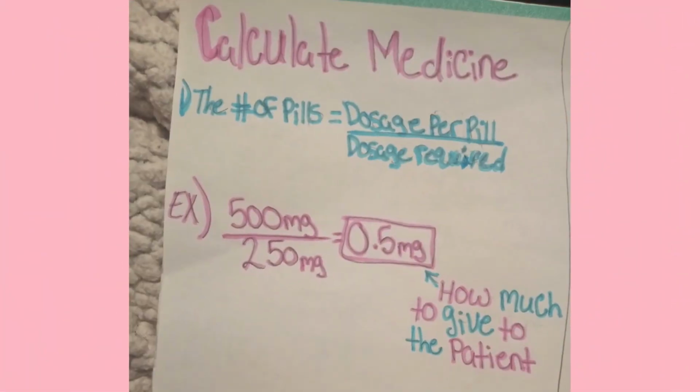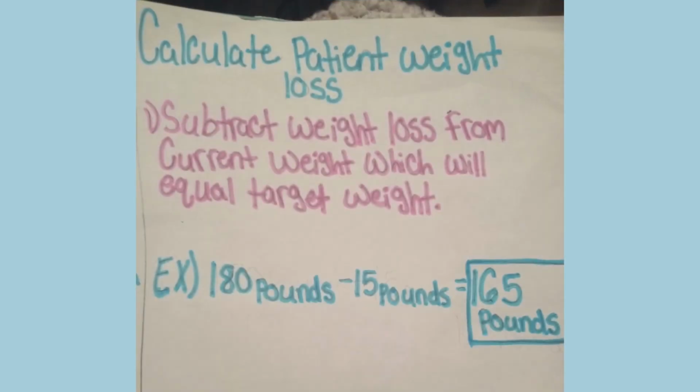To calculate medicine for a patient, you first do the number of pills equals dosage per pill divided by dosage required. My example for this was 500 milligrams divided by 250 milligrams equals 0.5 milligrams. And 0.5 milligrams is how much to give the patient. To calculate how much weight a patient loses, subtract weight loss from current weight, which will equal target weight. My example was 180 pounds minus 15 pounds equals 165 pounds.